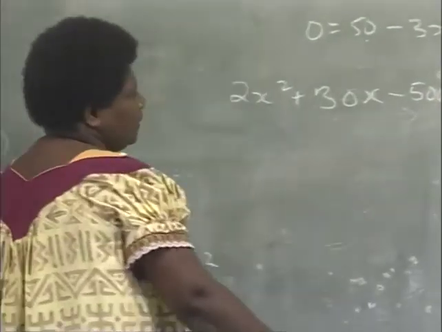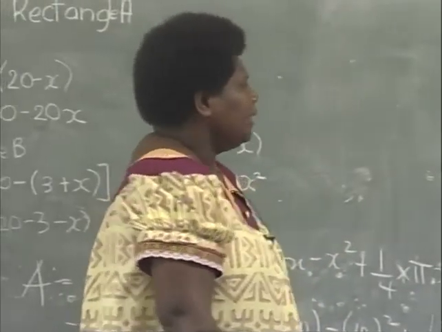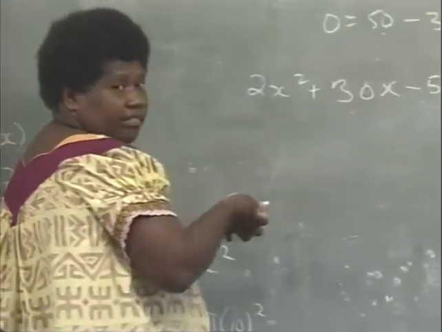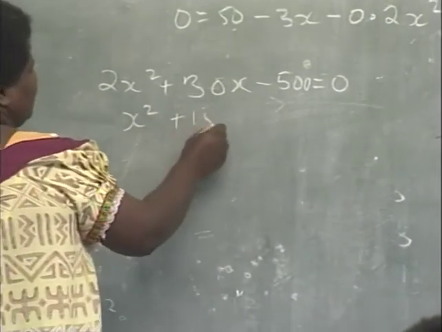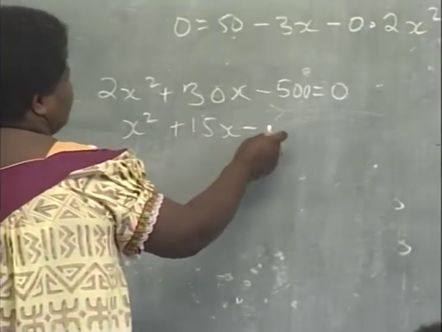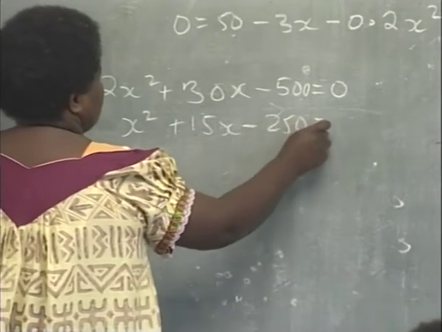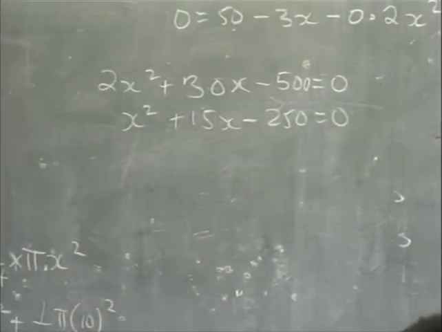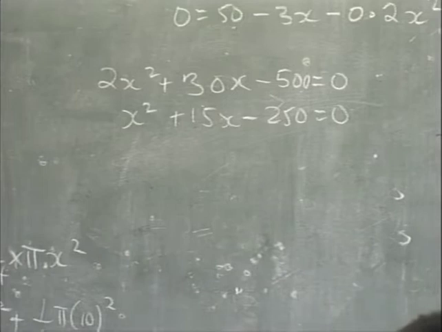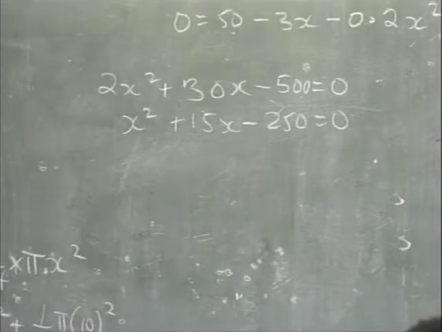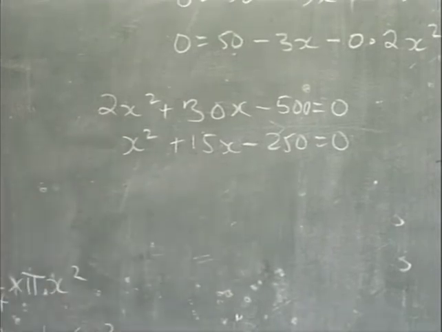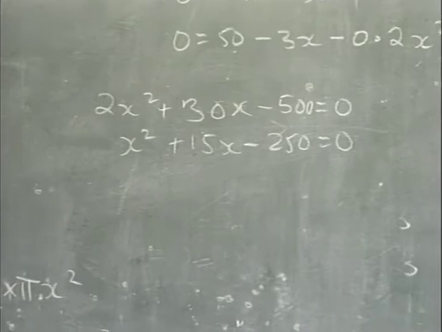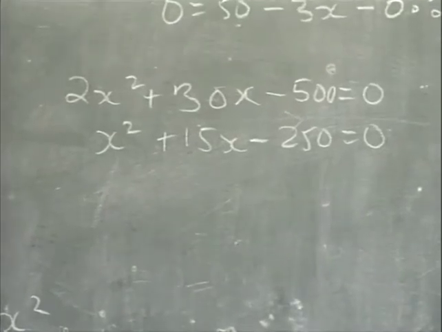500. I'm multiplying by 10. And if I can divide by 2, I can simplify further. That's x squared plus 15x minus 250 equals 0. Although I cannot factorize, or can I? Two factors of 250 that will give me 15, what are they? 25 and 10.